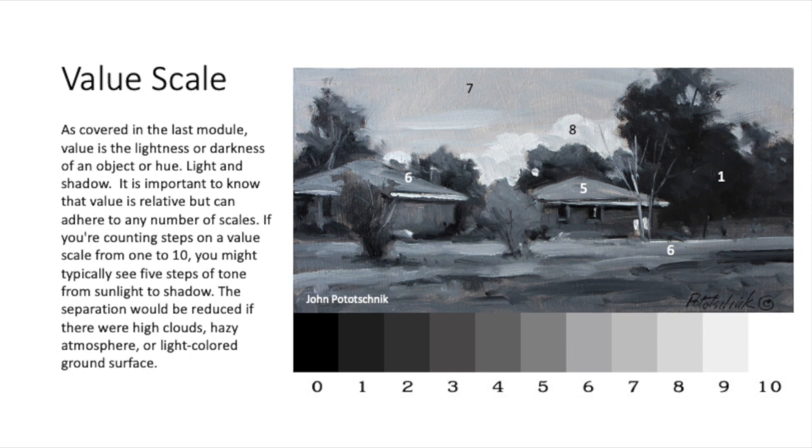In this painting, you may notice there is a limited number of values. However, the range in values goes from 8 to 1, with several stops within the mid-range. With as few as 5 value shifts, you can show depth within an image.